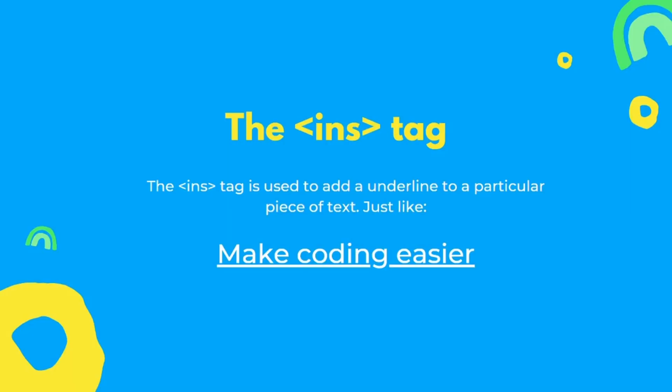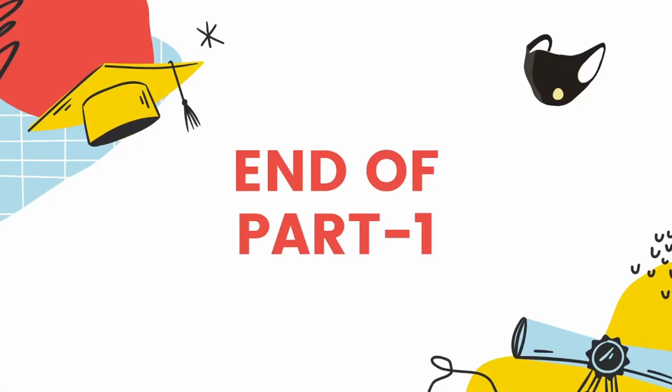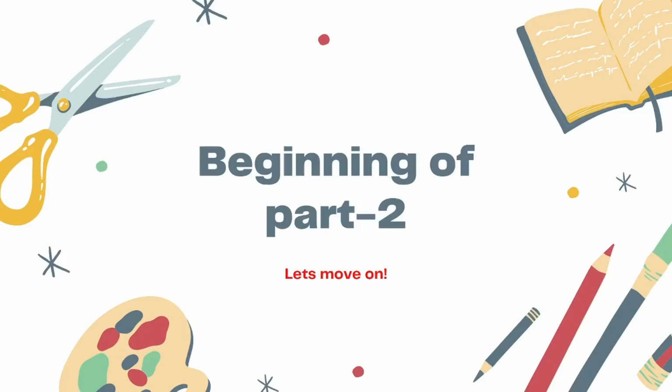The ins tag. The ins tag is used to add an underline to a particular piece of text. It underlines some text, just like how we have underlined Make Coding Easier. The sub and the sup tags. The sub tag is used to subscript any text. Oppositely, the sup tag is used to superscript any text. If you don't know what subscript and superscript are, wait for some time, you'll know this in the practical section. So that's the end of part 1. Let's move on to the practical section.